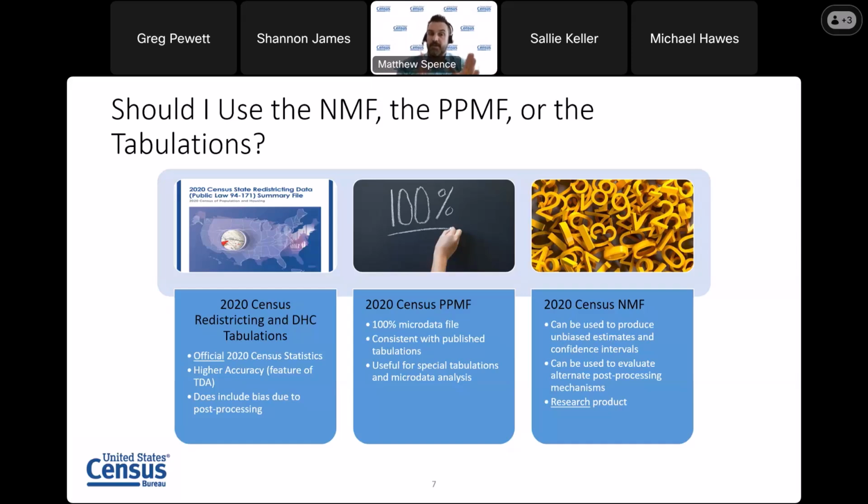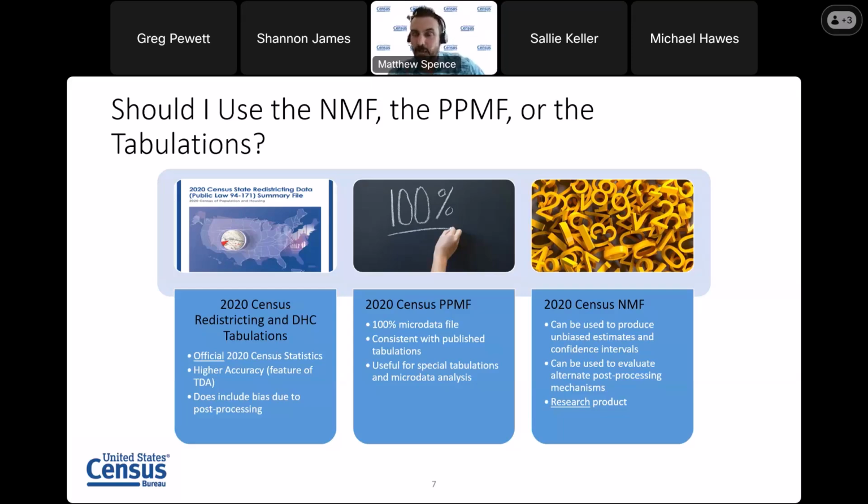Now, I'm going to move to the middle column, which is the 2020 Census PPMF. That's what we're talking about today. These are 100% microdata files. Those are 100% consistent with the published tabulations. So again, if you take the PPMF and you sum up the number of 5-year-old males in Maryland, you're going to match the count of 5-year-old males in Maryland on data.census.gov that were part of the DHC tabulations.